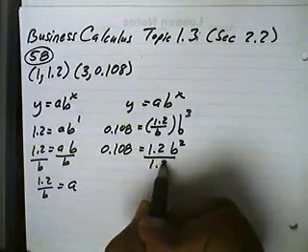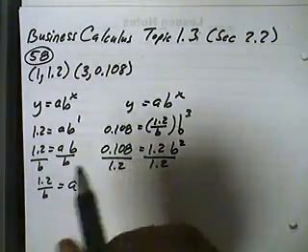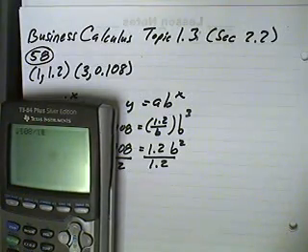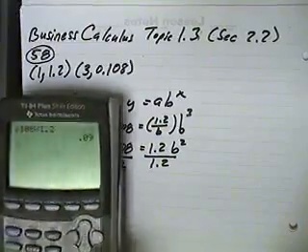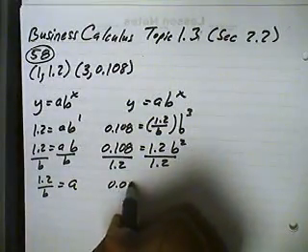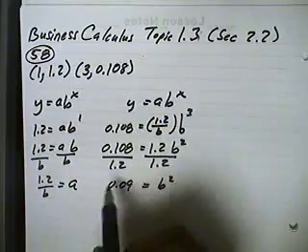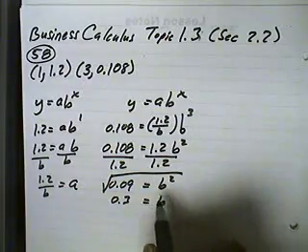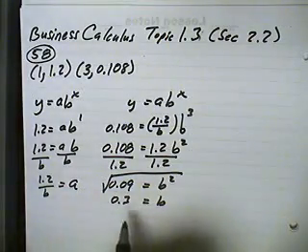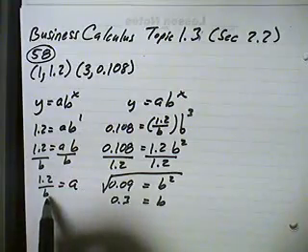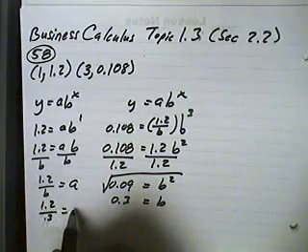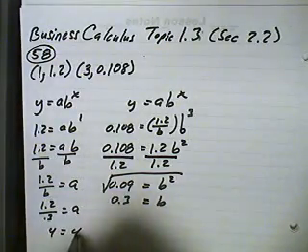Now I'll divide both sides by 1.2. If I divide both sides by 1.2, 0.108 divided by 1.2, I'm getting 0.09. So 0.09 equals b squared, and I'll take the square root of both sides, and I'll get 0.3 equals b. Now, I'll take this value of 0.3, and I'll put it here for b, so I'll get 1.2 all over 0.3, and this gives me a is 4.